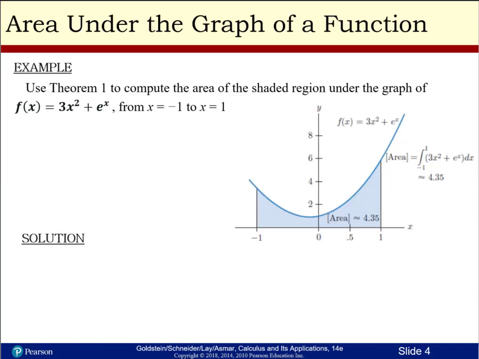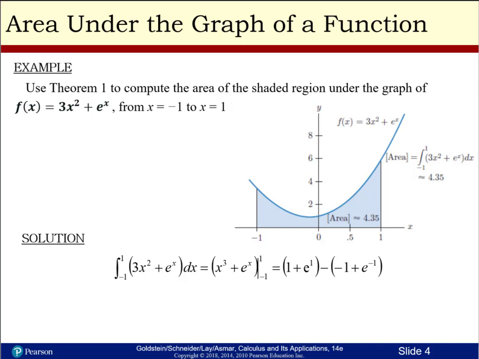So let's look at an example of this. We're going to use Theorem 1 to compute the area of the shaded region under the graph of f of x equals 3x squared plus e to the x from x equals -1 to x equals 1. So let's get started with that. We need to write that definite integral. So it'll be the definite integral from -1 to 1 of 3x squared plus e to the x.